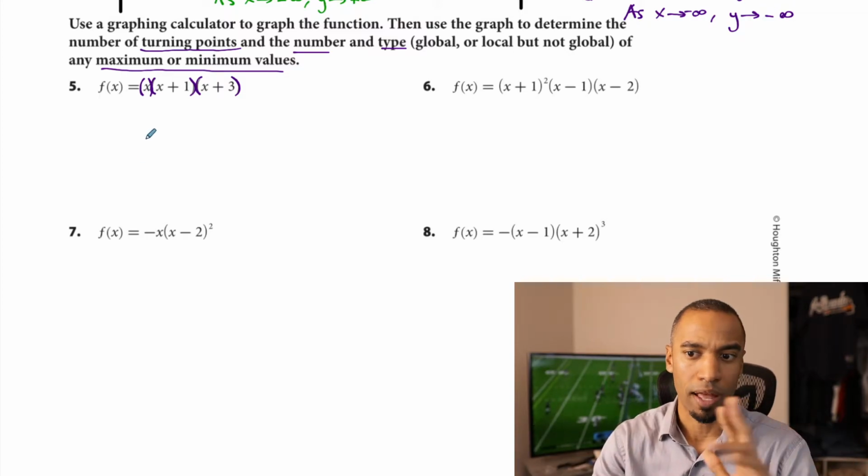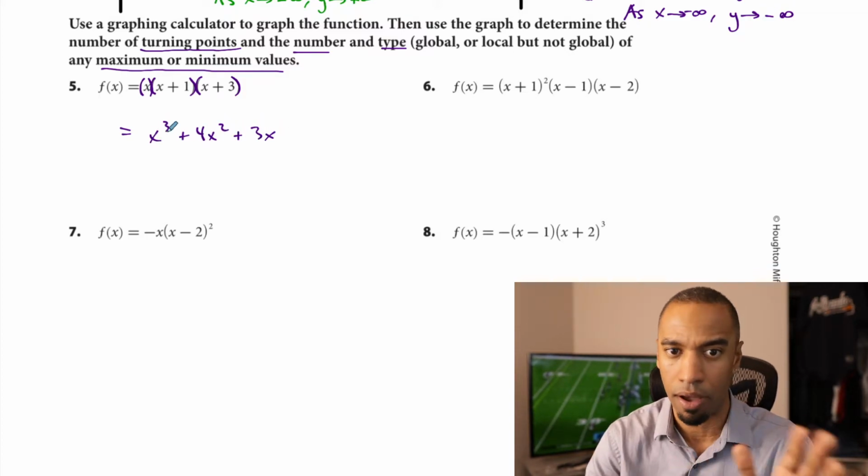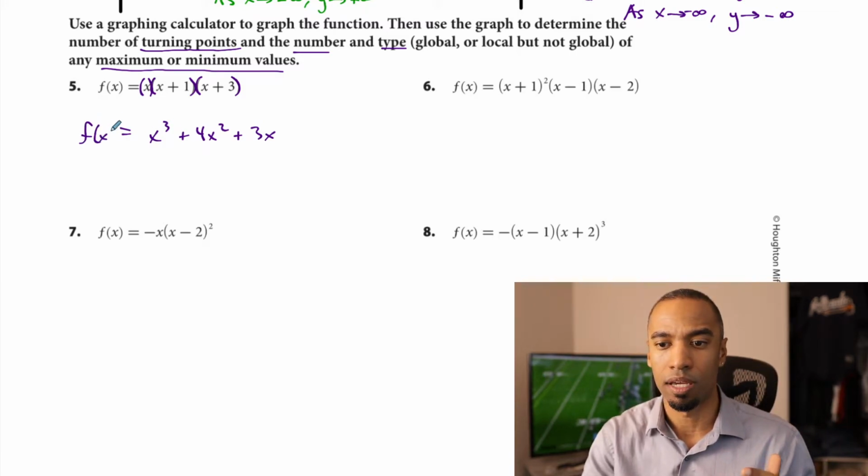I said I wouldn't multiply it out. I'll go ahead and multiply this one out for you. This would be x cubed plus 4x squared plus 3x. I just know that because I know how this mentally works. This is a cubic function.